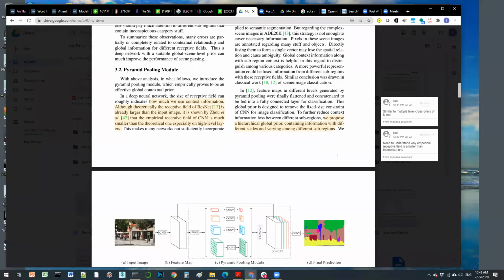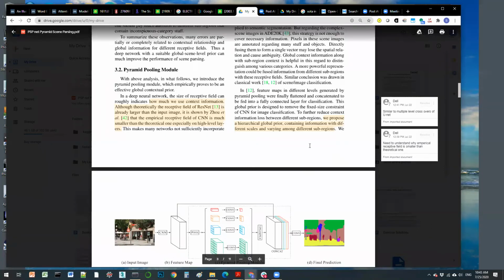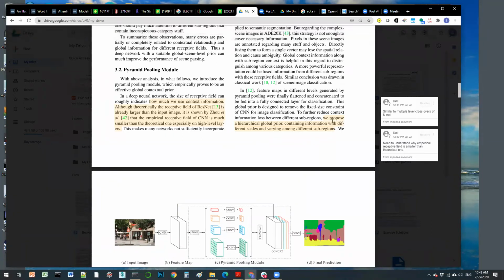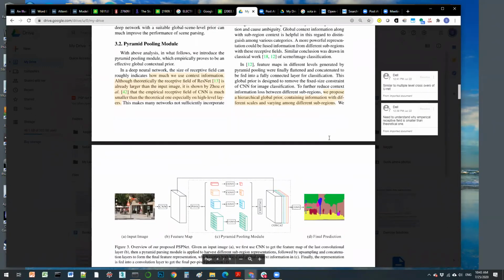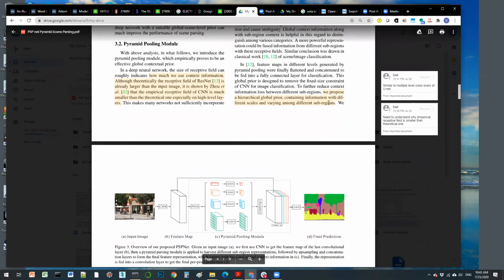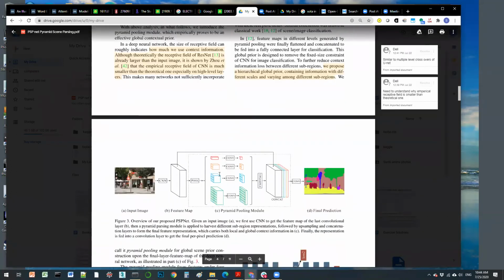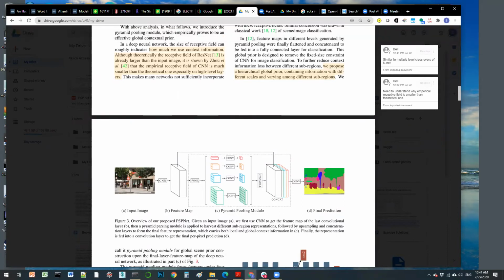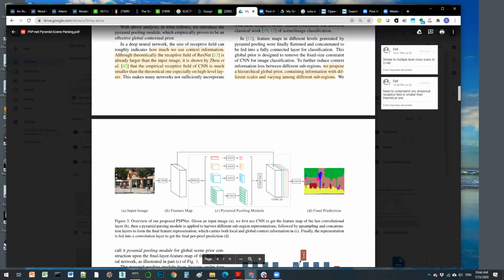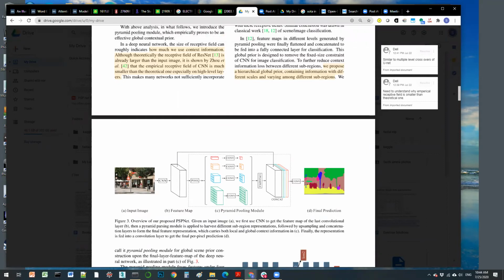So to further reduce, and then the next one that I thought was bottom line, this is one of the key ideas. We propose a hierarchical global prior containing information with different scales and varying among different subregions. So that is the big deal, and that talks to this image here, which I'll spend a little bit of time on because that's the key concept, the biggest one. You take the image, you do the stem, which I think divides it by 8, if I'm not mistaken, and you get the feature map.